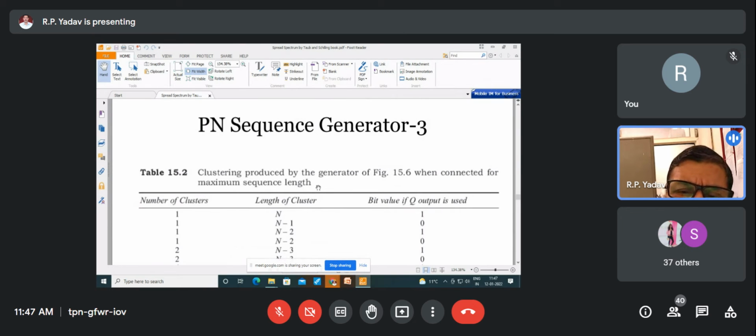Now, this PN sequence should have some properties. One property is that it should be balanced. Balance means essentially that the 0s and 1s should be almost close together, that means 50% of each in any PN sequence. Then the periodicity also, like run length: how many runs it can have, corresponding to single-digit, 2-digit clustered, 3-digit clustered. So that is again defined for this particular generation.